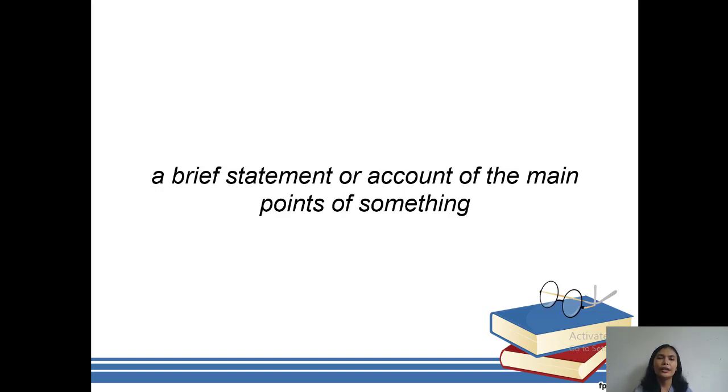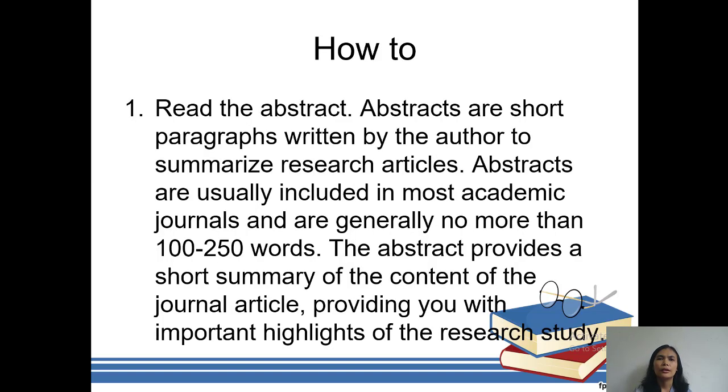So over here I give you the definition. It is a brief statement or account of the main points of something. And how to do the summary of a journal article? First of all, we read the abstracts. So what is actually the abstract?